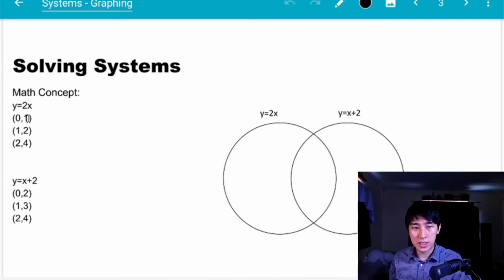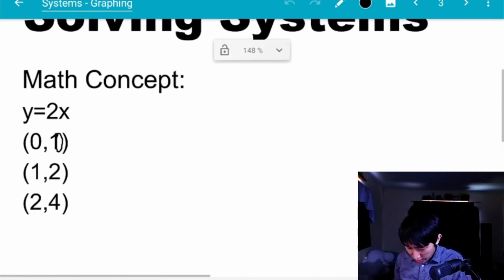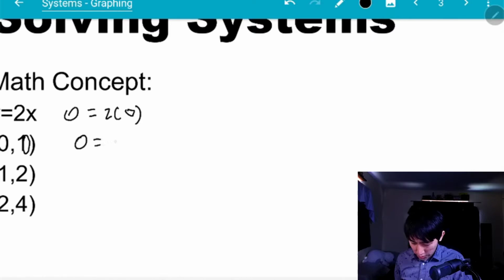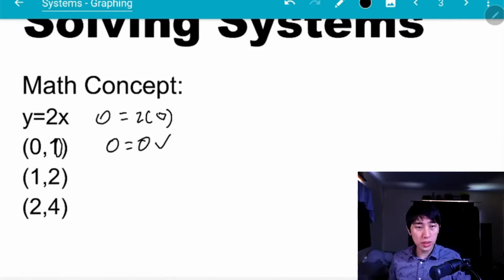So this first one is 0, 0. And what it means to be a solution is that when we say y equals 0 and x equals 0, it'll make my equation true. 0 equals 0. Yeah, this is totally true. That's how we know it's a solution to this first equation.